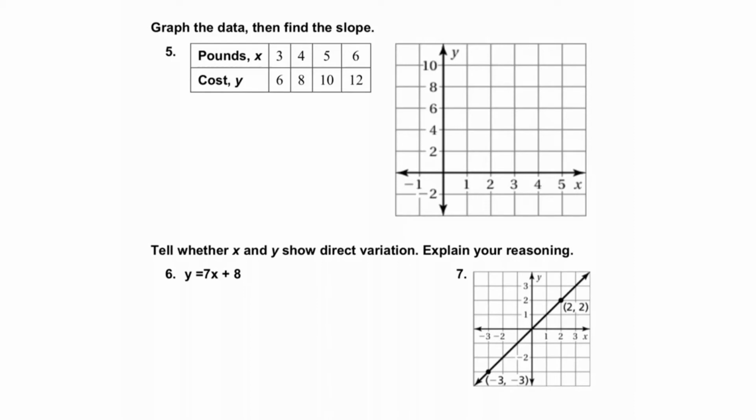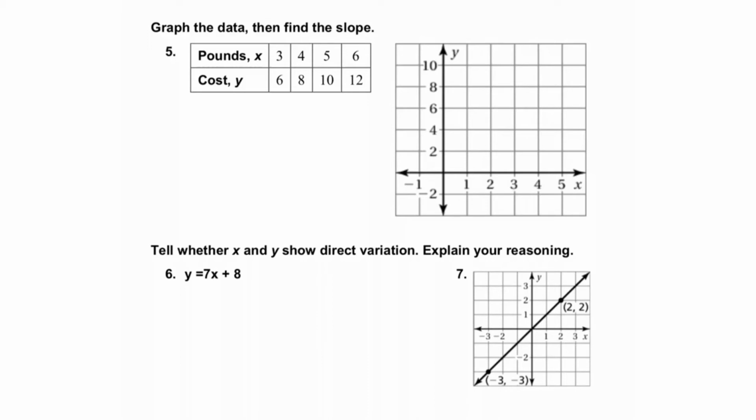For numbers 6 and 7, notice there's two problems at the bottom here. For number 6, you're finding whether it shows direct variation. The way we did that is just to substitute 0 in for y and for x and see if that's a true statement. If it is, it shows direct variation. If it doesn't work out, then it does not show direct variation.